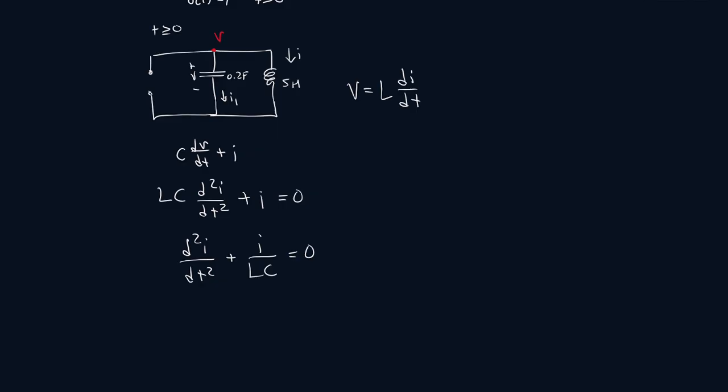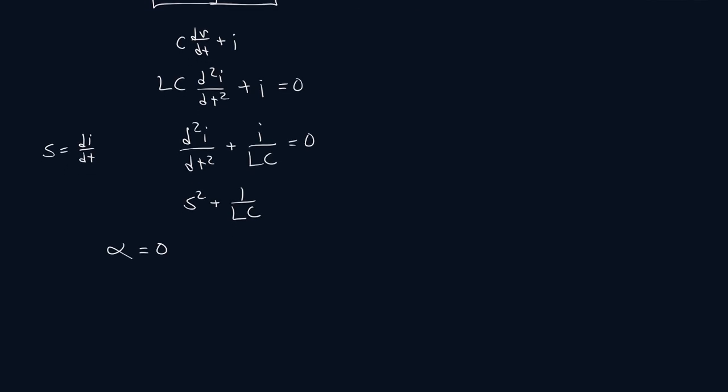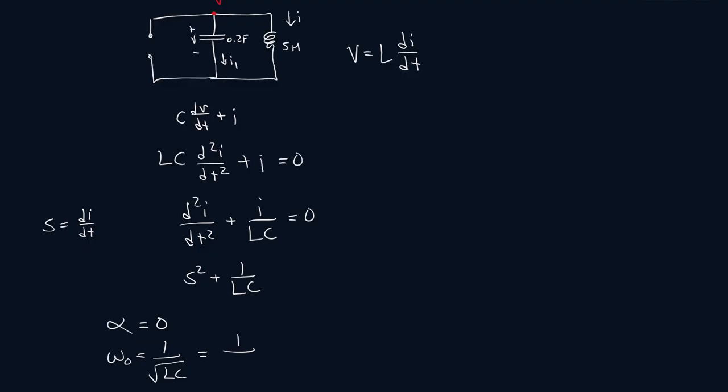And let S equal di over dt. So this is S squared plus 1 over LC. So alpha is going to be 0 because it's whatever is being multiplied by S, and there's no S here, so alpha is going to be 0. And omega is going to be pretty much the square root of this, which will just be, the inductance is 5 times 0.2, and that should give you 1.